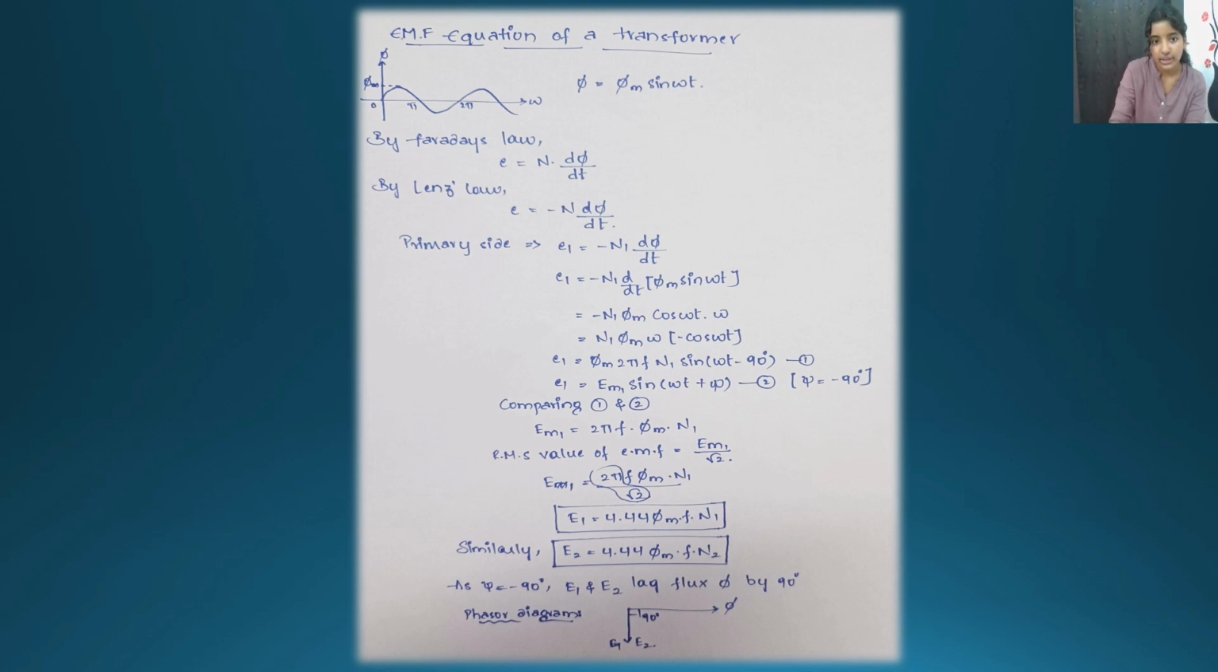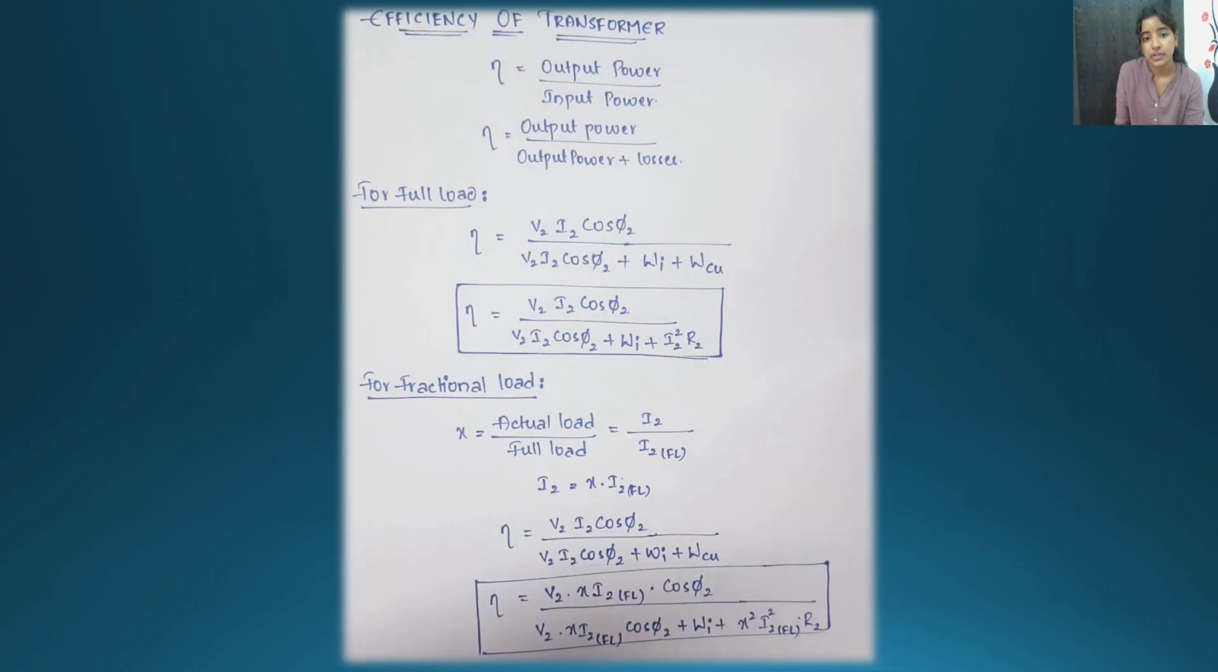Going to the next slide, we have the efficiency of a transformer. Efficiency is nothing but the output power by the input power. In the case of transformers, the input power can be written as output power plus losses. We know the losses, right? There are two types of losses: core losses, like iron losses, and the copper losses. Those are the two main losses, and copper losses are also known as power losses.